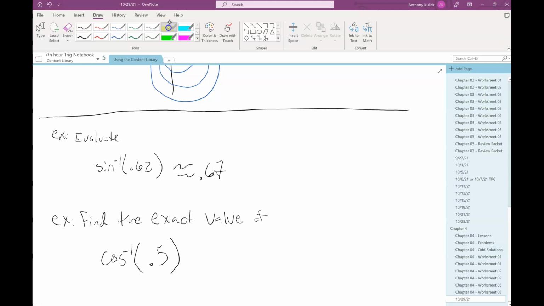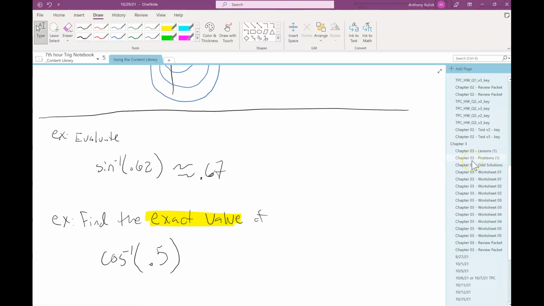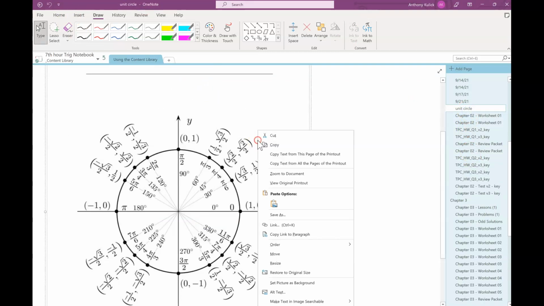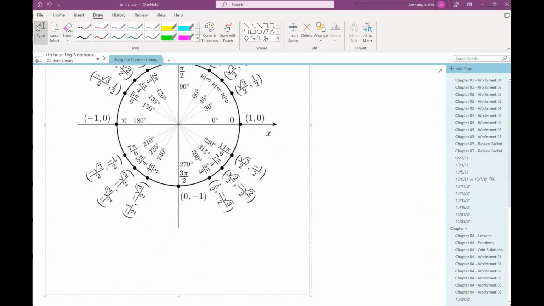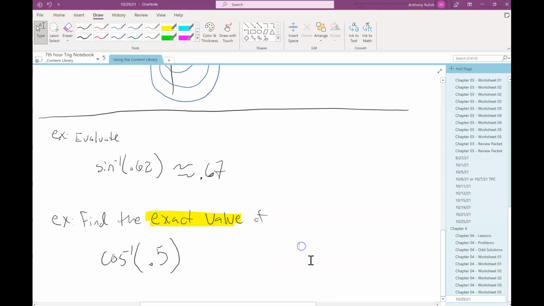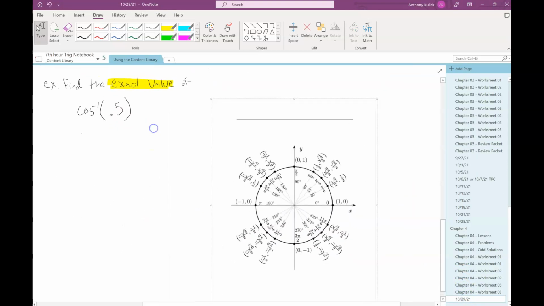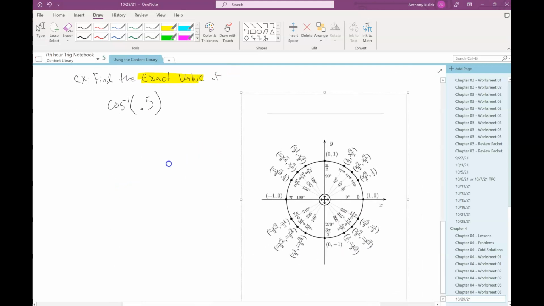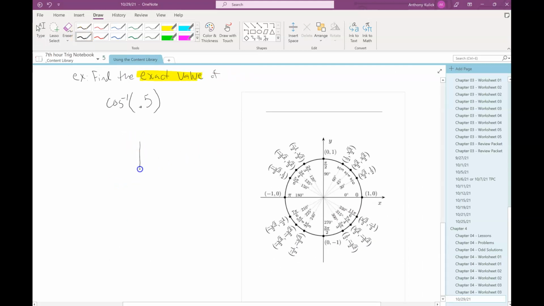So here we're asked to find the exact value for cosine inverse of 0.5. When you see the exact value in the instruction like that, what tool are we going to have to use? Unit circle. The unit circle. Very good. So I'm going to go and pull a copy of my unit circle. So I'm going to draw a little picture here.